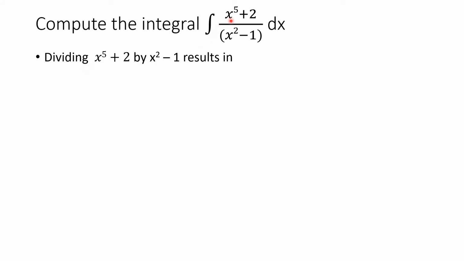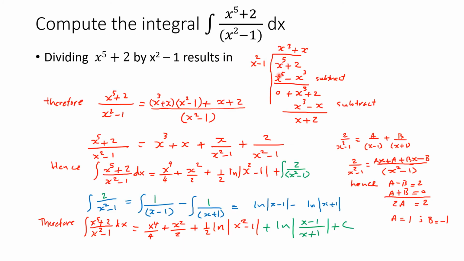We divide the numerator by the denominator. So if we divide x to the power 5 plus 2 by x squared minus 1, the result will be as follows. Let's follow it step by step. What we're going to divide is x to the power 5 plus 2. The divisor is x squared minus 1.